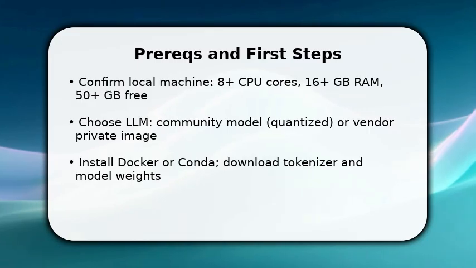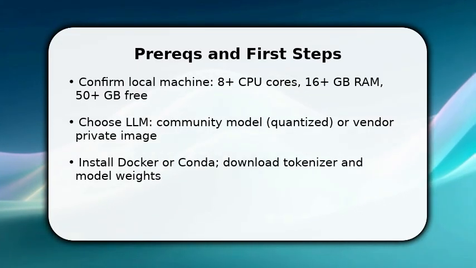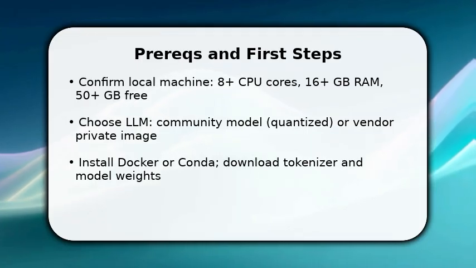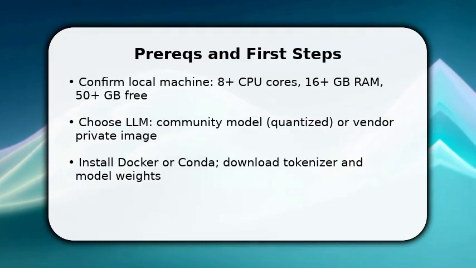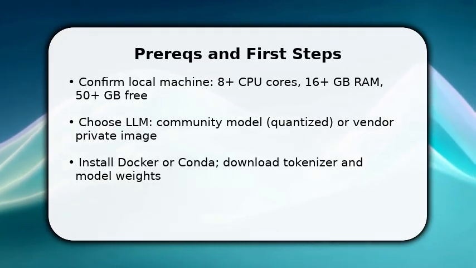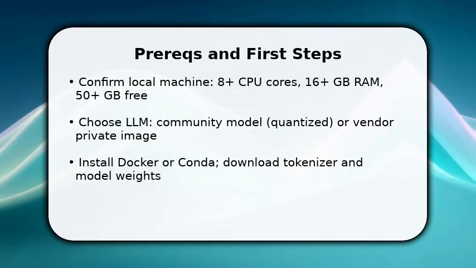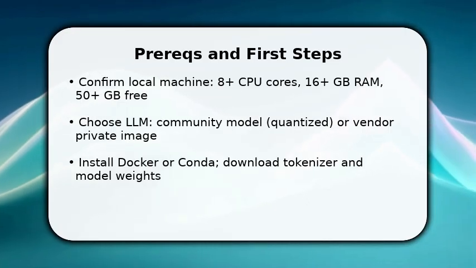Enjoy the video. You start by verifying hardware and software quickly. Check at least 8 CPU cores, 16 GB RAM, and 50 GB free. Once that's confirmed, pick an appropriate local model. Choose a quantized community model for efficiency or a vendor private image for support.